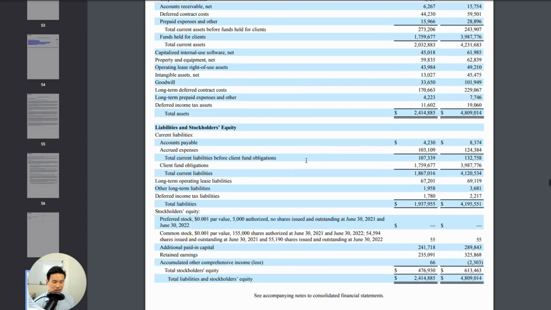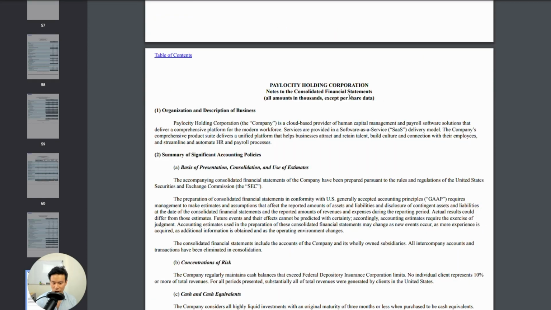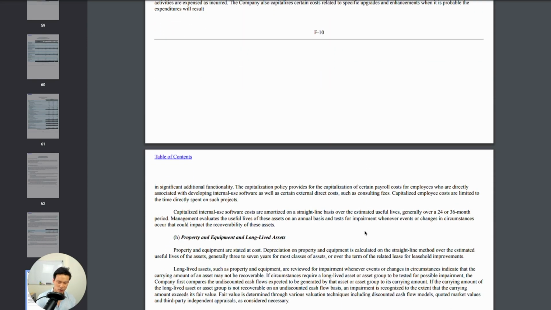So here we have the balance sheets, the income statement, and the cash flow statement. When you go into the notes for those financial statements, you'll get an overview of those numbers. This is important as you dig into the company and really do your due diligence.